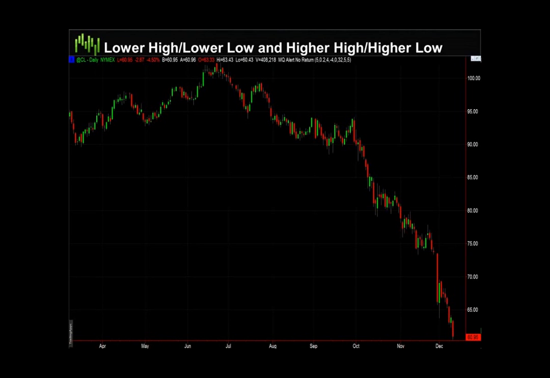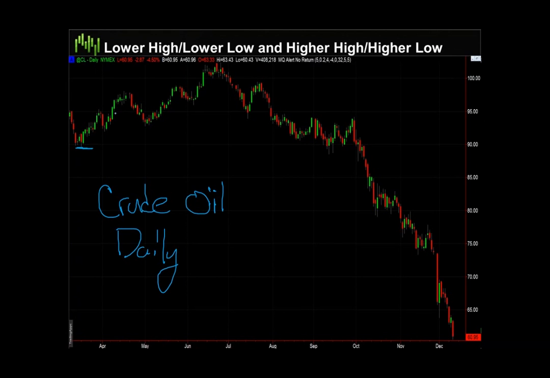Let me show you what this looks like. This is crude oil on a daily price chart. Pretty simple. We look at a low here, then a high, a higher low, a higher high, a higher low, and a higher high. By the definition of a trend, this is an uptrend.